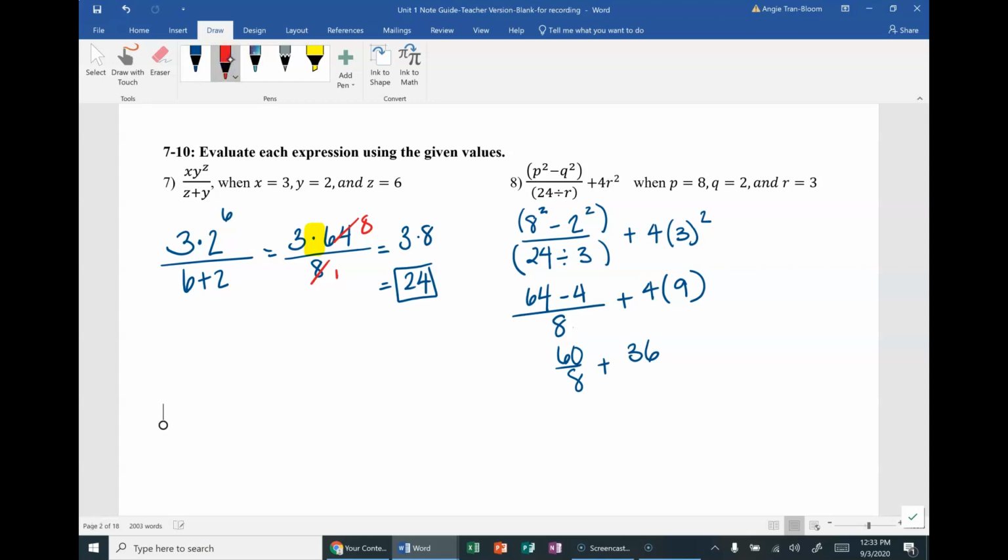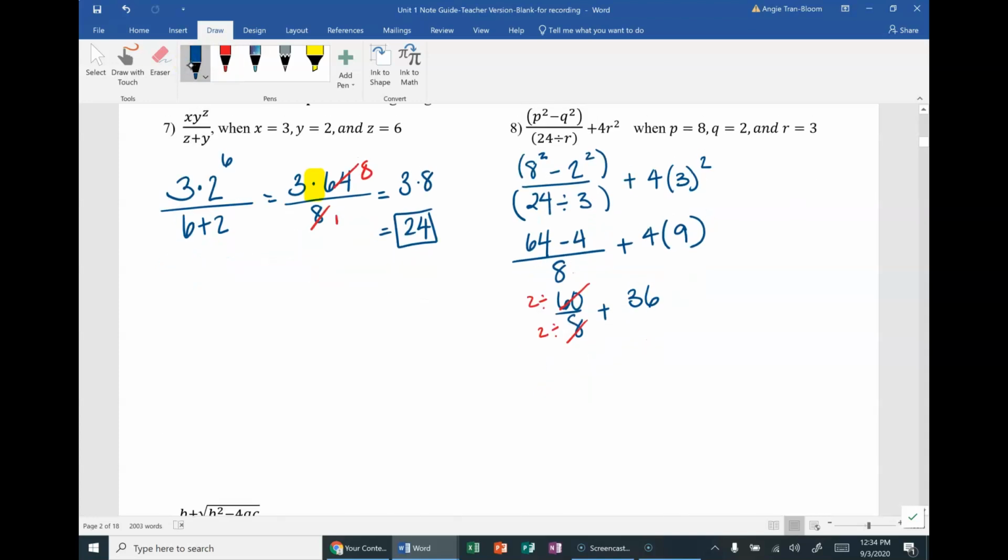Now, I want to reduce these fractions as much as possible. As you can see, they're both even. So the first thing you can do is divide by 2. All even numbers will be divisible by 2. If you know a bigger number that goes in there, then go straight there. But if you don't, then just start with 2. That's totally okay. So 60 divided by 2 is 30. 8 divided by 2 is 4. And as you can see, they're even still. So we're going to divide by 2 again. Now, if you knew right away that 4 would go in there, and yes, it does, then go straight to divide by 4 from the beginning. So that would be 15 over 2 plus 36.